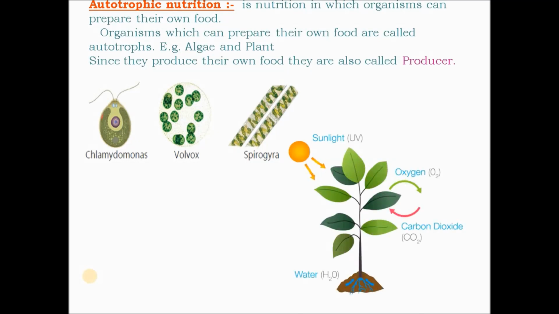In this slide, you can see some pictures of organisms which can prepare their own food, or they are called autotrophs. As I've already mentioned, plants and algae are examples of organisms which obtain their nutrition from the autotrophic mode. These are some examples of algae. We have Chlamydomonas, Volvox, Spirogyra, which can prepare their own food just like green plants.